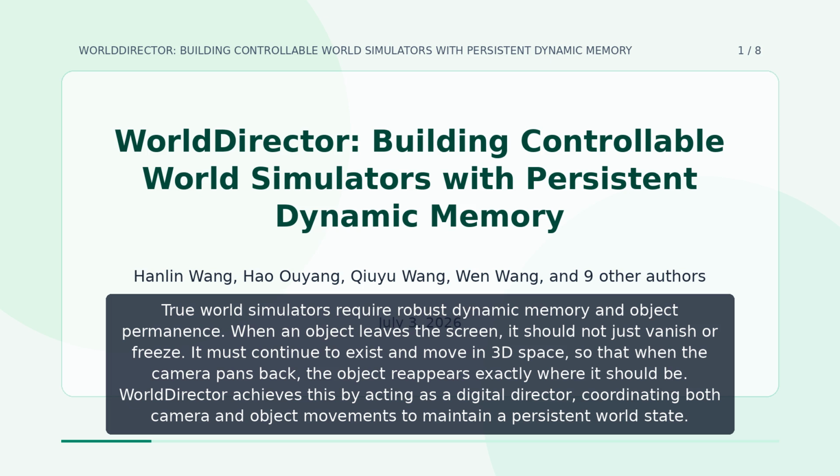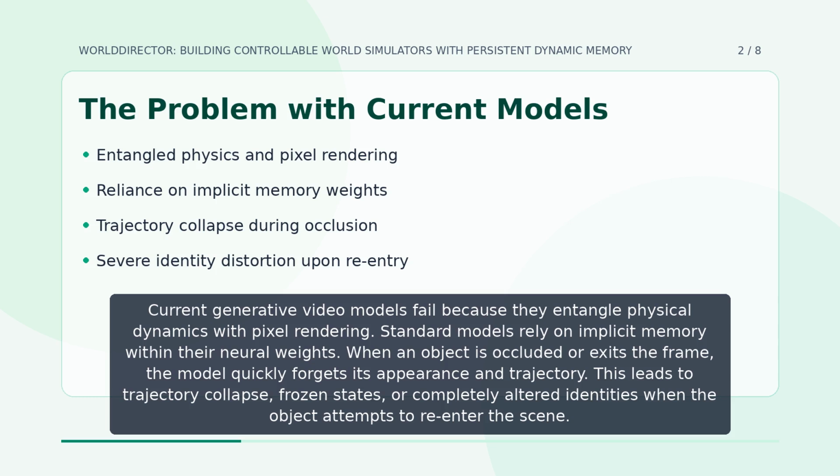WorldDirector achieves this by acting as a digital director, coordinating both camera and object movements to maintain a persistent world state. Current generative video models fail because they entangle physical dynamics with pixel rendering. Standard models rely on implicit memory within their neural weights. When an object is occluded or exits the frame, the model quickly forgets its appearance and trajectory. This leads to trajectory collapse, frozen states, or completely altered identities when the object attempts to re-enter the scene.